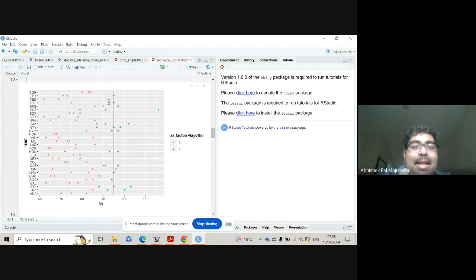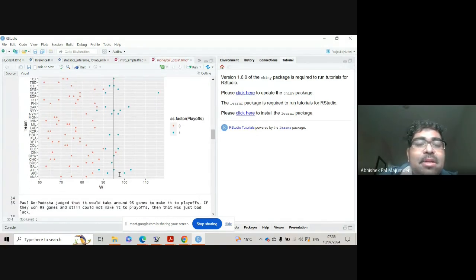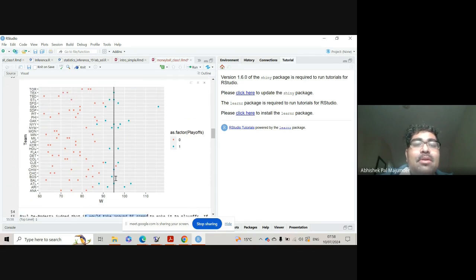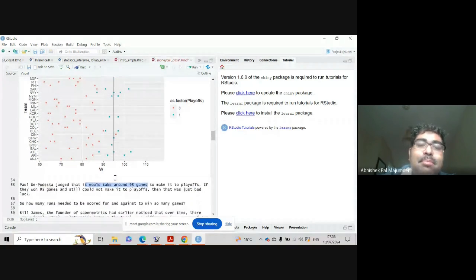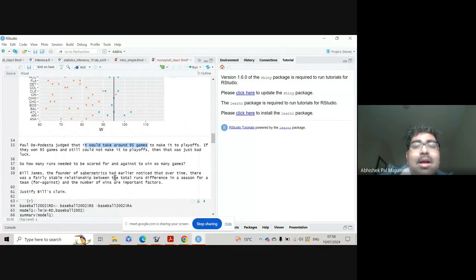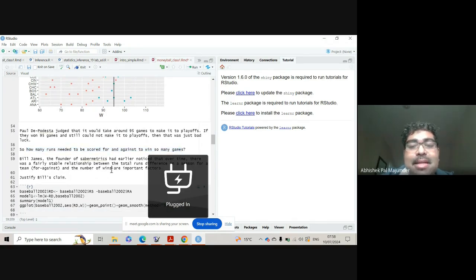Now the question is how many wins are needed, and from the plot you can take any line that can have good blue coverage on the right-hand side. So what Paul did was he proposed that it would take 95 games, and that's why I put the slash bar on 95 to make it to the playoff. But you can take 92 also. There is no embargo on that, but I take 95 the way Paul took it. Now the thing is how many runs are needed to score for and against to win that many games, and this is where things get interesting.